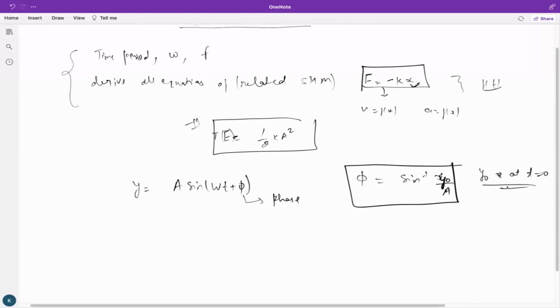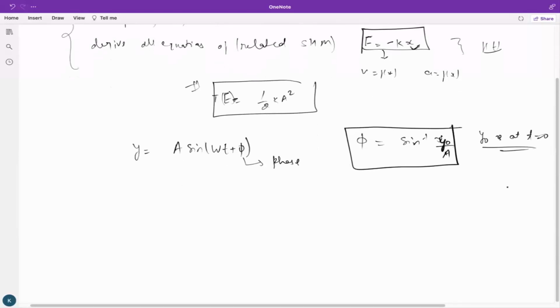So in today's lecture, we are dealing with this phase term and what its meaning is, and I told you the meaning in the previous class. So let's start today's topic, which is phase and phasor diagram.